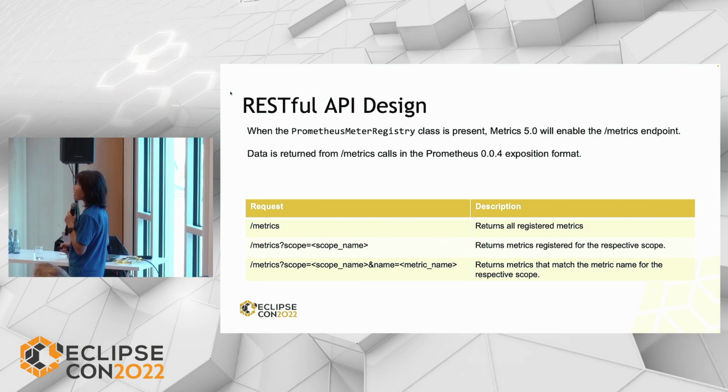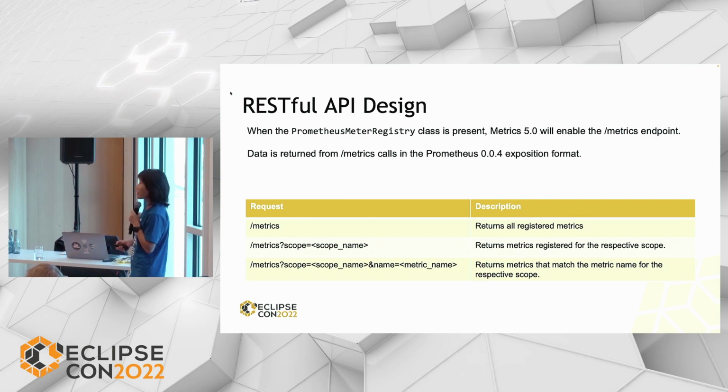Similarly, if you do the vendor one, you do scope=vendor, and if you do the application one, scope=application. And if you define your own scope in the registry, maybe the Eclipse scope, you can just say scope=eclipse and you get all the metrics in that scope.